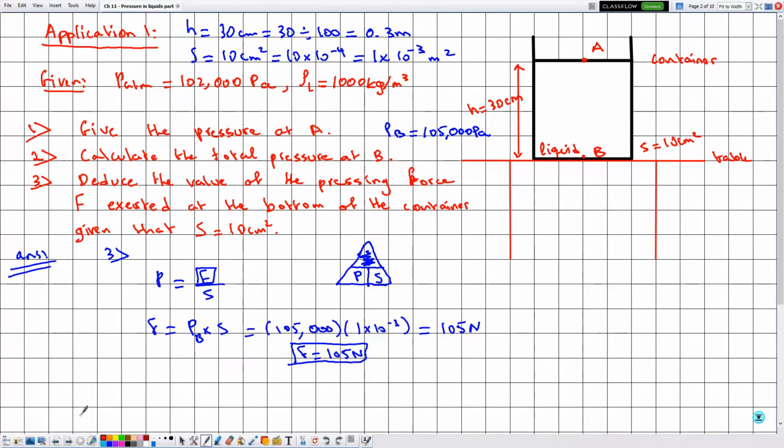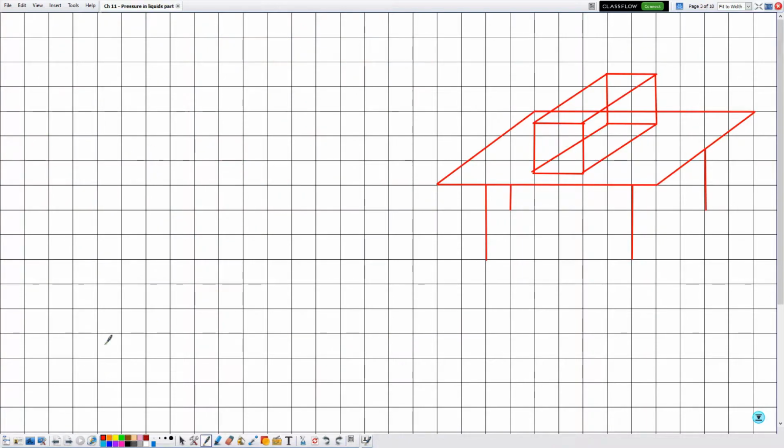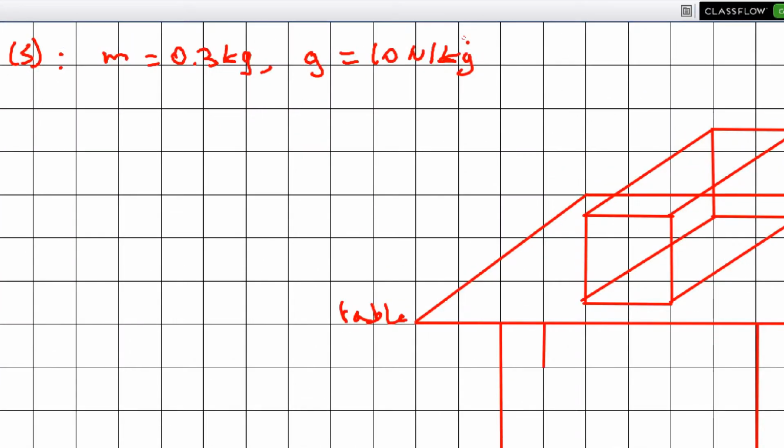And now let's move to the next application, application number 2. So let's consider a solid S. In this case, the solid S is not a cube, it's a rectangular prism placed on a table. Now let's suppose that the solid S has a mass of 0.3 kilograms, and this experiment is being performed on the surface of Earth. So the value of g is 10 newtons per kilogram, which means that each kilogram is being acted on by a force of 10 newtons.